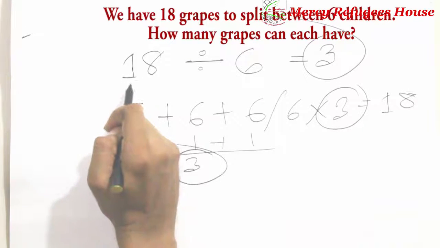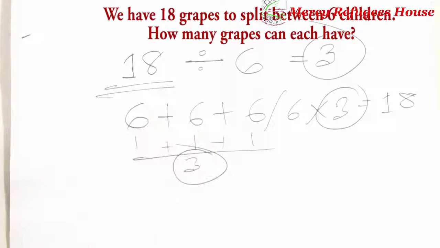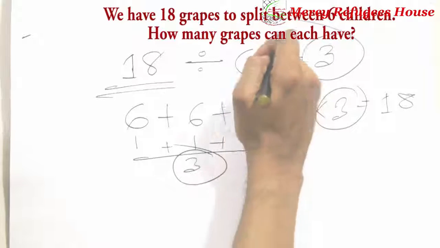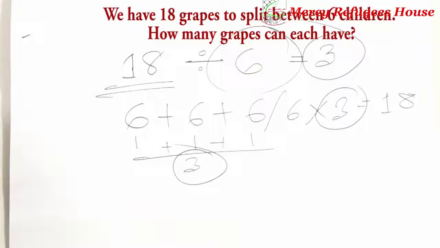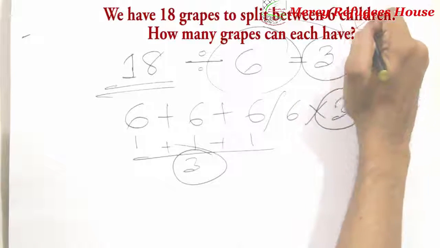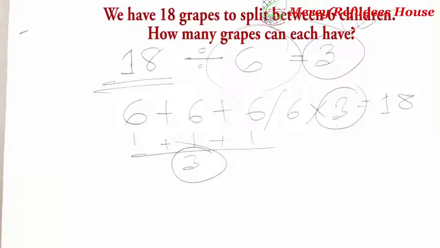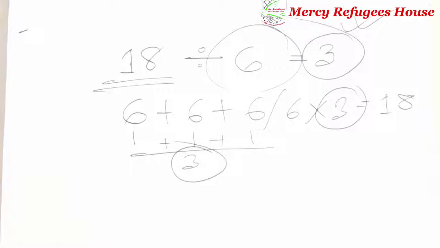Here our total is 18 and our divisor is 6. Now we need to go through the multiplication table of 6. Do you remember 6 times 1 equals 6, 6 times 2 equals 12 and 6 times 3 equals 18. So the answer is 3 here. Go to the next example.